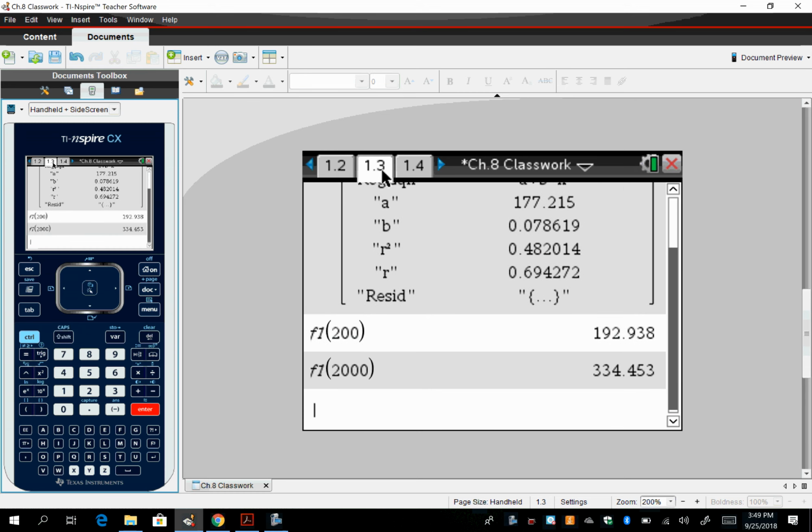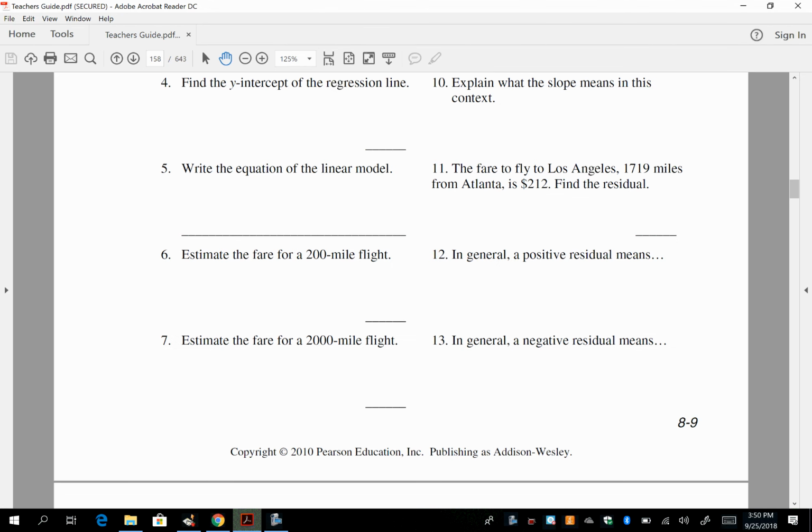So we are expecting a 2,000-mile flight, which is much farther than 200, to cost $334.45. Notice the words that I'm using, the vocab, I'm saying we expected. All right? Is it likely that the cost of this will be exactly this number? No, but that's okay. That doesn't mean our model is wrong. It can still be useful. All right? Any questions on those two?